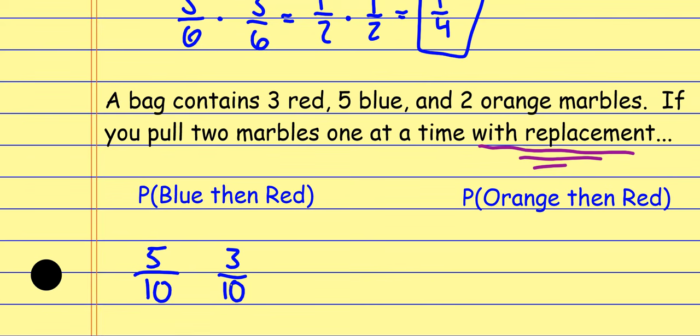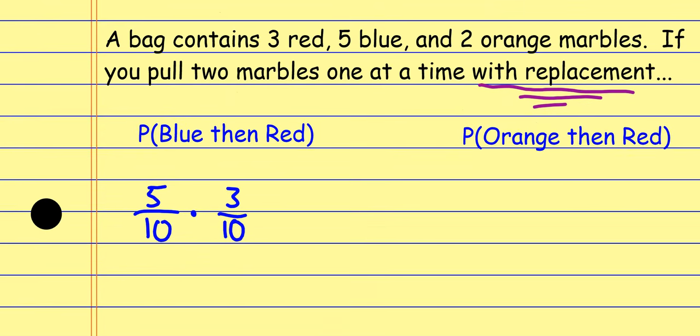And again, the word "and" is not written here, but it's implied. I want a blue marble and then a red marble, okay? We would never say a blue marble or then a red. That doesn't make sense, all right? But think about the situation. I want both of these things to happen. I want a blue marble and a red marble, so that's an "and" probability, I'm going to multiply.